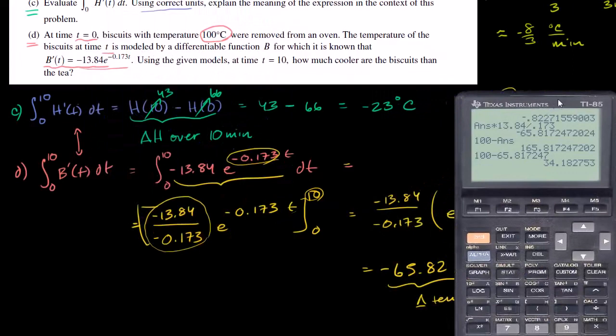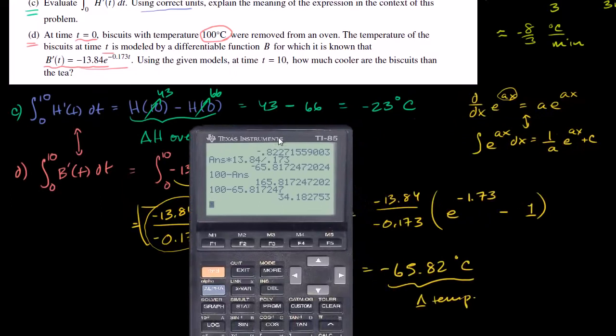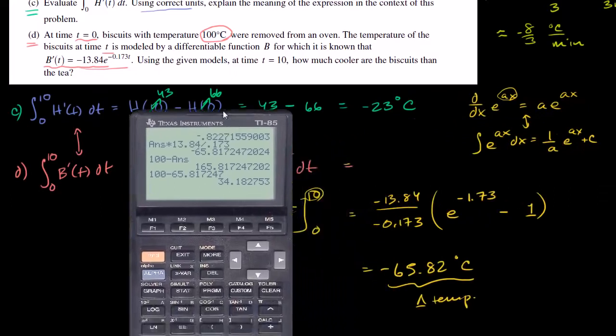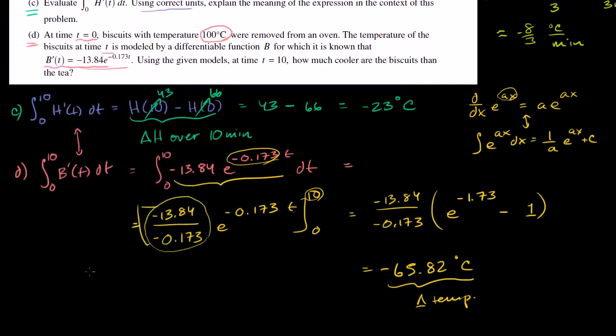And we already knew what the temperature of the tea is after 10 minutes. We already knew it's 43 degrees. So the biscuits are at 34 degrees. The tea is at 43 degrees. So if we do 43 is where the tea is, and we subtract the temperature of the biscuits, we see that the biscuits are 8.82 degrees Celsius cooler. So we can say the biscuits are 8.82 degrees Celsius cooler than the tea. And we're done with part D as well.